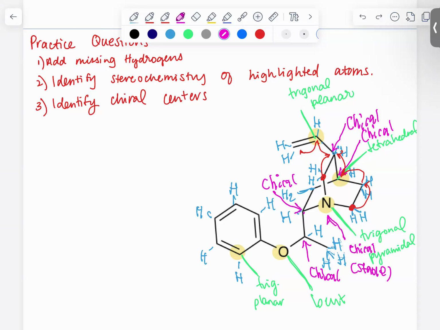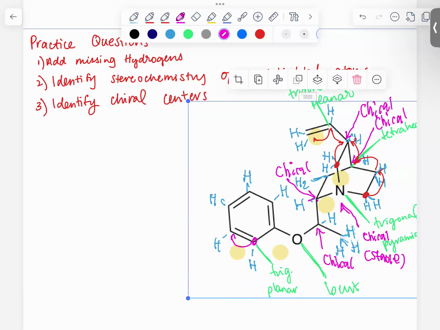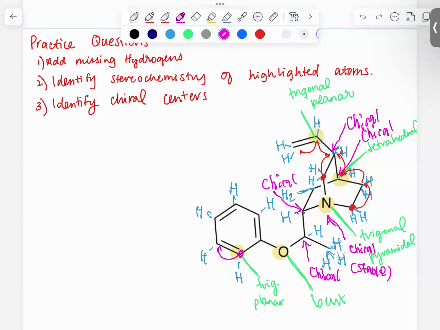Does it have 4 substituents? That's your number 1 rule for chirality, 4 substituents. And this carbon has 1, 2, 3. If there is a double bond, it cannot be chiral.